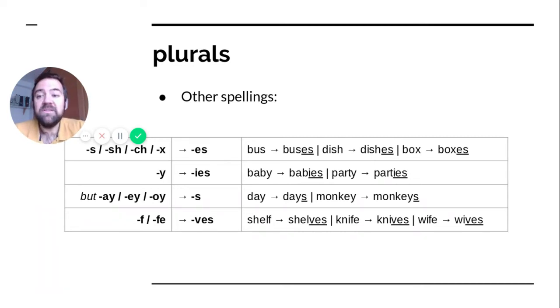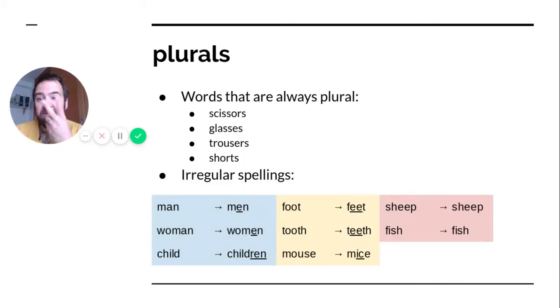Okay, what happens? There are also some words that are always plural. So, for example, scissors, okay, yeah, we have two blades. It's one pair of scissors, but it has two blades, so we count it as plural. Glasses, two lenses, it's always plural. Trousers, we put two legs in, always plural. Shorts, always plural, the same.